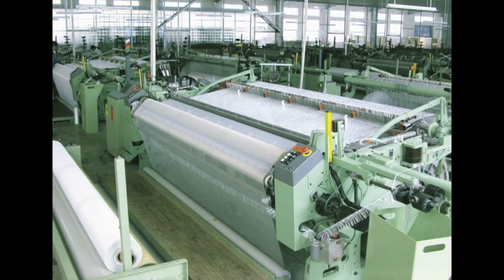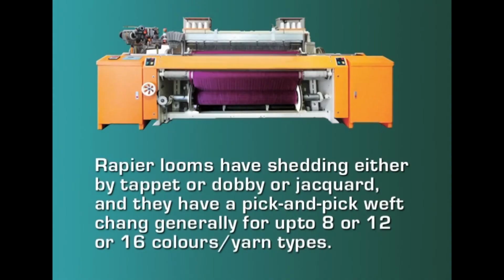40 different companies are manufacturing the rapier machines. These are used for weaving wide range of products from finest yarn dress material to thick pile tapestry and heavy industrial fabric. But the widest application of these machines is in the production of heavy fabrics and fabrics having fancy or delicate weft yarns which need gentle treatment in weft insertion. These looms have shedding either by the tappet, dobby or jacquard, and they have a pick and pick weft change generally for up to 8 or 12 or 16 colors or 16 different yarn types.